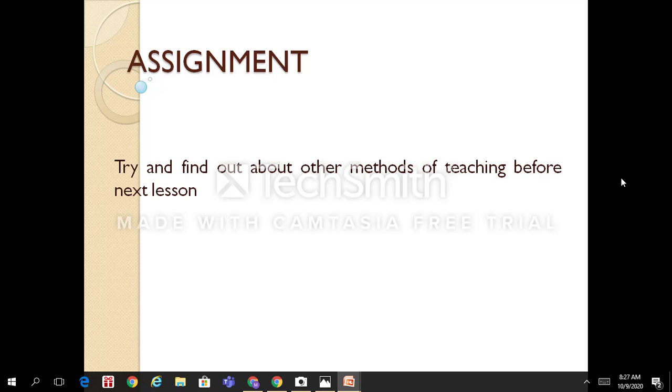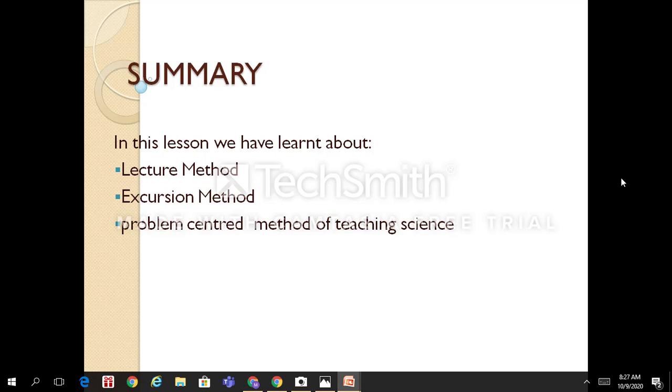Now, we have treated three methods of teaching science. I want to leave you with an assignment before the next lesson. Try and find out about other methods of teaching before the next lesson. In this lesson, we have learned about the lecture method, excursion method, and problem-centered method of teaching science.